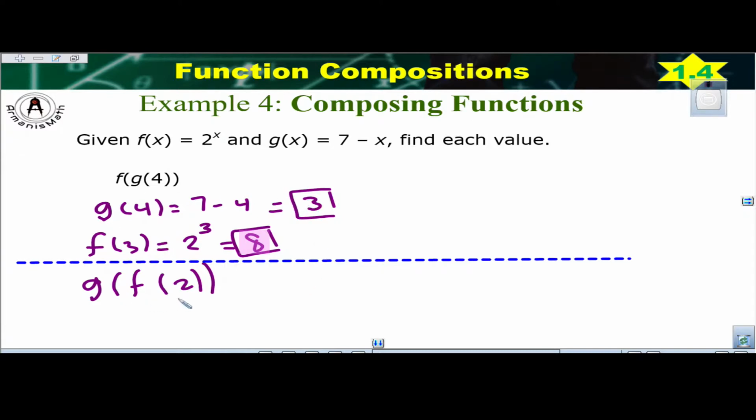Okay, so I'm going to take 2 and put it in f. f of 2 is going to give me basically 2 to the second power, which is 4. And then from there, I'm going to say g of 4. And g of 4 would be 7 minus 4. The final answer should be 3. Okay.